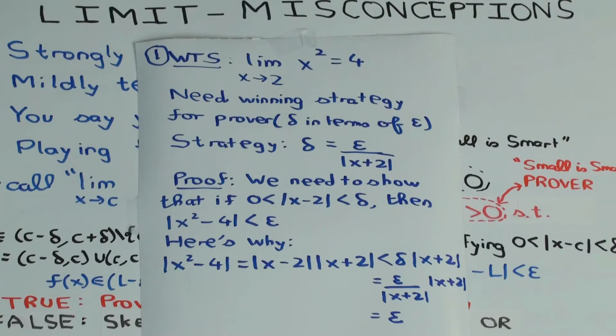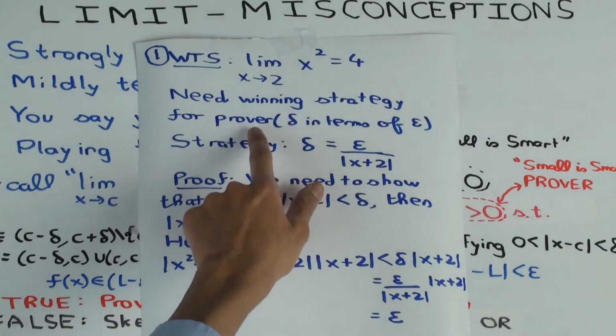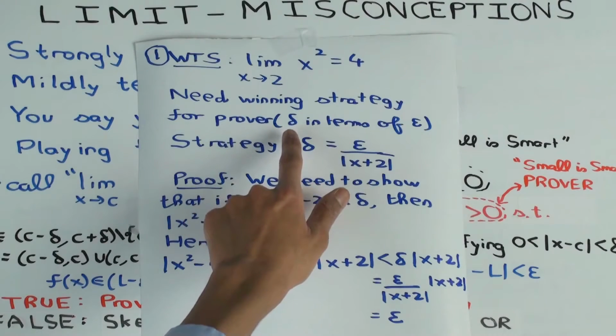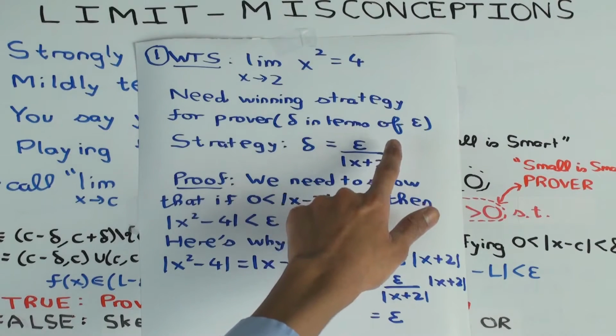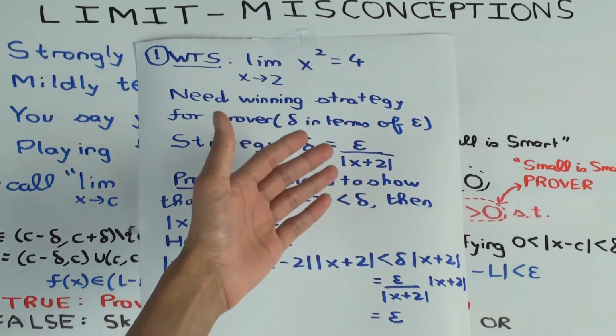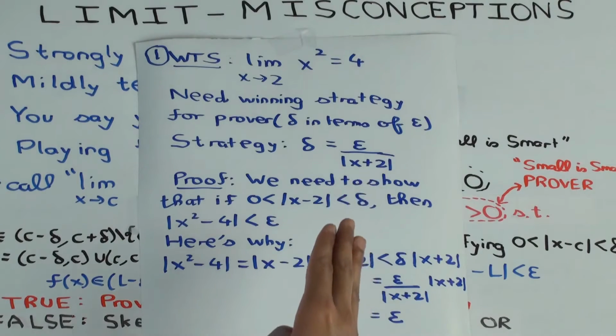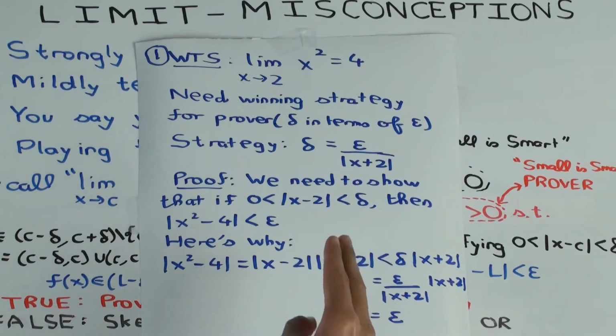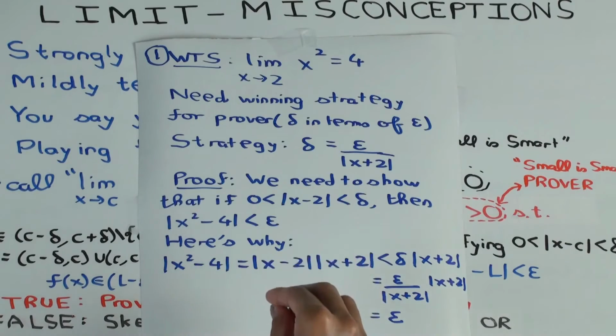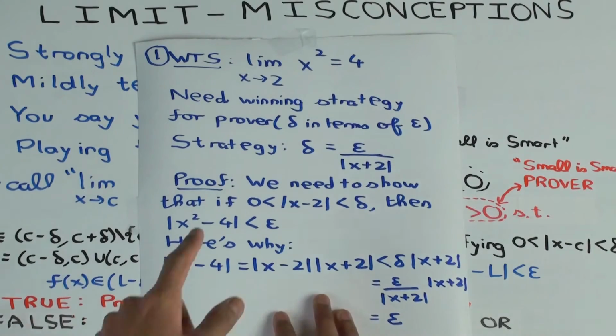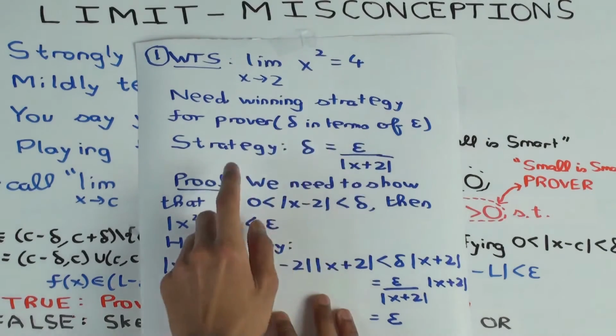Now, in terms of the epsilon delta definition, or rather in terms of this game setup, what we need to do is describe a winning strategy for the prover. So we need to describe delta in terms of epsilon. The only move the prover makes is this choice of delta, right? The skeptic picks epsilon, the prover picks delta, then the skeptic picks x, and then they judge who won. So the prover has to specify delta in terms of epsilon.